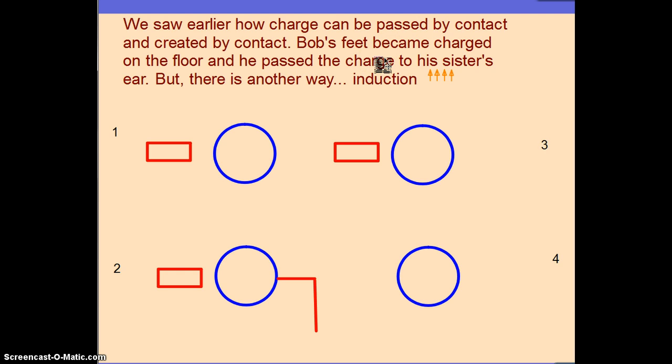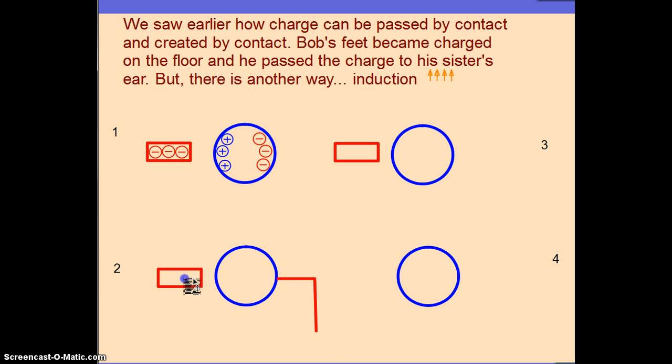Now, we saw earlier how we can charge an object by contact, but here we're going to do another way. It's called induction. Number one, you bring a charged rod, that's this red thing, that is charged negatively, toward a metal conducting sphere. That's this. There's also a diagram in the book. You bring it near. You don't touch it. What happens is the negatives in the sphere run away from the negatives in the rod.